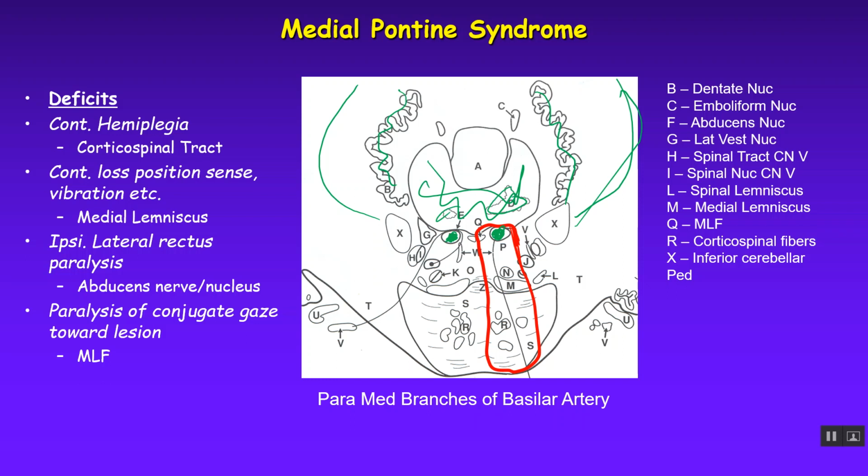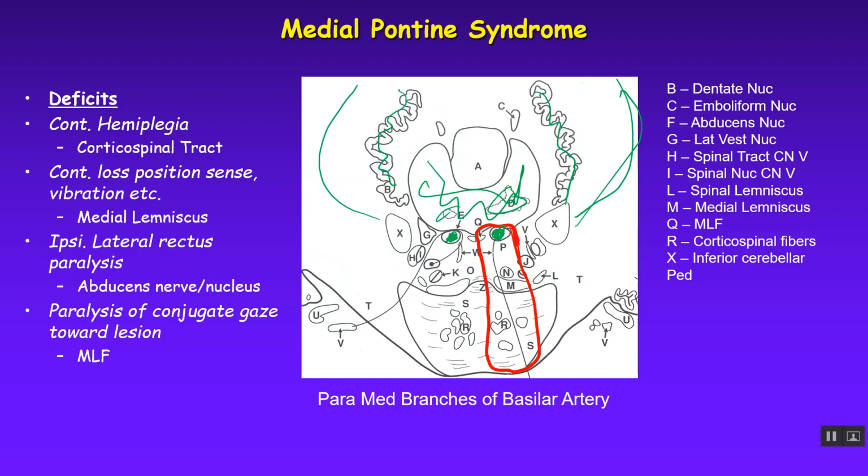So if you have a medial pontine syndrome, which typically involves blockage of the paramedian branches of the basilar artery, which you'll get in the last lecture on blood supply, you'll see the basilar artery goes running right up the front of that basilar groove, and there are little branches that come off of that called the paramedian branches. If you have blockage or damage to the basilar artery or those paramedian branches, that can cause some of this deficit. It supplies this region right here.